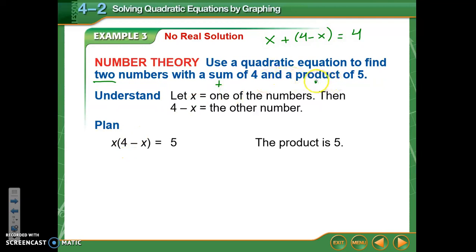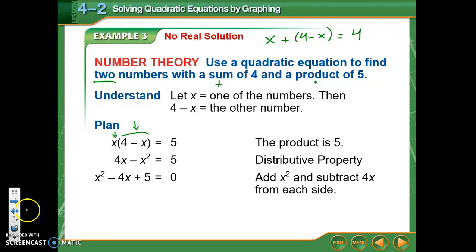What I need to set up for my equation is this: the product is 5. So my first number is x. My second number is 4 minus x. I multiply those together, and their product is 5, meaning it has to equal 5. So we distribute the x. X times 4 is 4x. X times negative x is negative x squared. And then I'm going to set it equal to 0 so that it is in the correct standard form of a quadratic equation. X squared minus 4x plus 5 equals 0.